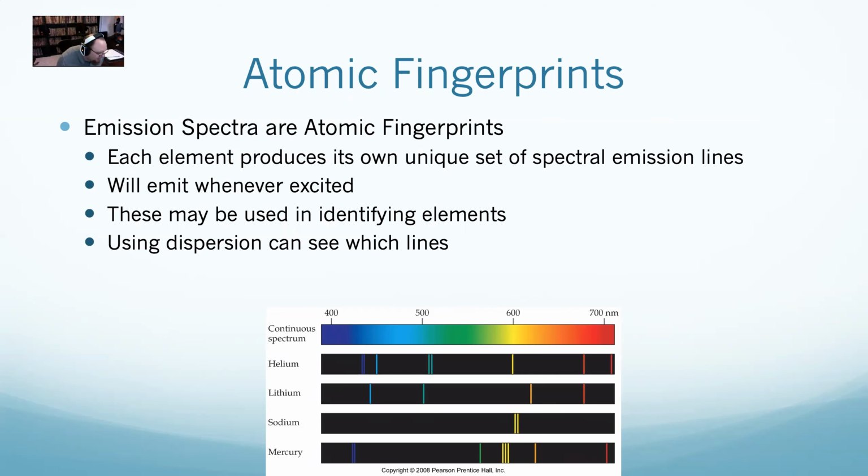Helium, and I think I might have this in the notes later on, but I'm going to say it now. Helium is named after Helios, the god of the sun. Helium was discovered on the sun before it was discovered on Earth, because people looked at the emission spectra of the sun and said, hey guys, there's this line in the emission spectra we've never seen before. There must be another element there.